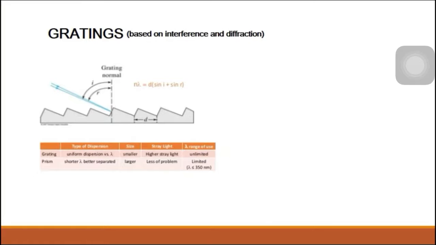So you can see, they have grooves. That is the difference between a grating and a prism. For types of dispersion, grating gives uniform dispersion, and prism gives shorter and better separated dispersion. Of course, a grating is smaller compared to a prism. And gratings have higher stray light compared to a prism. That's why the purest monochromatic light in the UV range comes from a prism.